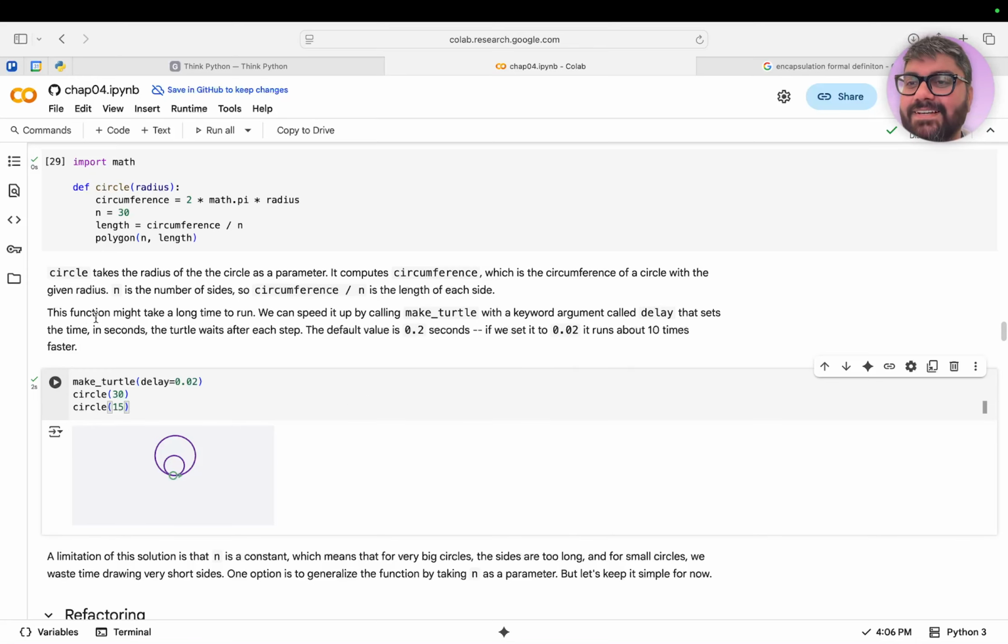I don't know. A function might take a long time to... Okay, circle takes a radius, blah, blah, blah. N is the number of sides, so circumference divided by n is the length of each side. This function might take a long time to run. We can speed it up by calling makeTurtle with a keyword argument called delay that sets the time in seconds the turtle waits after each step. Default value is 0.2 seconds. If you set it to 0.02, it runs about 10 times faster. Oh, I didn't see that. I didn't even notice that.